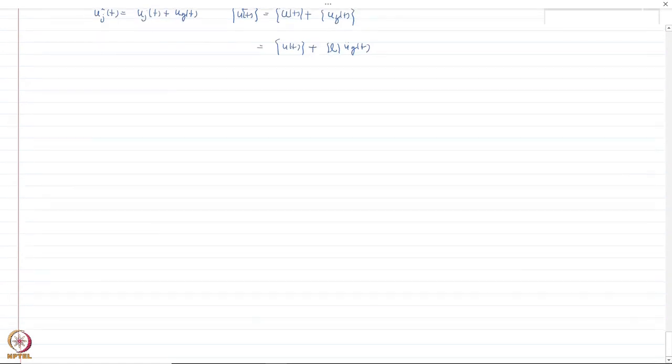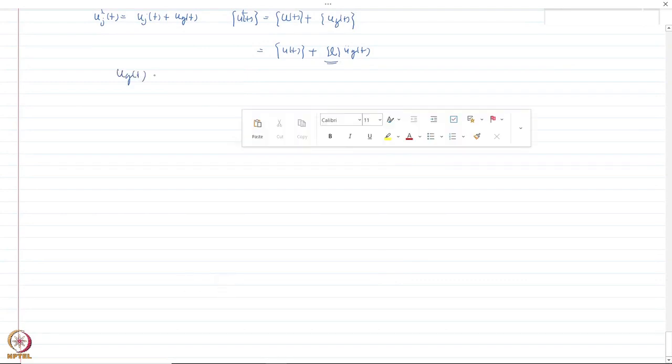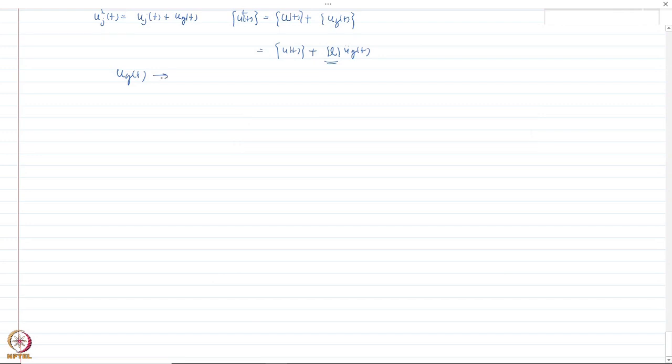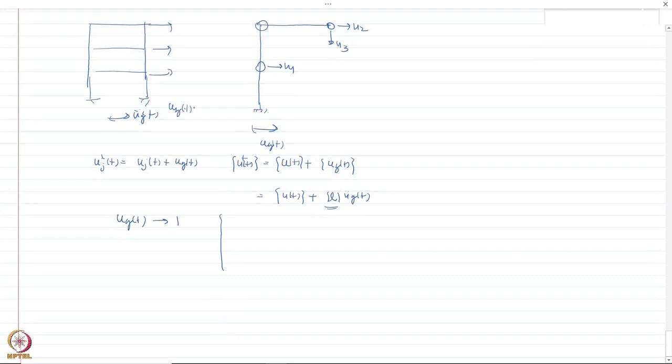Now, what do we do to find out this influence vector? We apply a unit ground displacement in whichever direction the ground excitation is applied. So you apply a unit value of the ground displacement, and then you look at what happens to the displacement along each degree of freedom. For example, in this case, if I apply ug equal to 1, and we are doing it statically, so this is just finding out the relationship, all of these degrees of freedom will move by 1, correct? So that's why my L becomes 1, 1, 1.